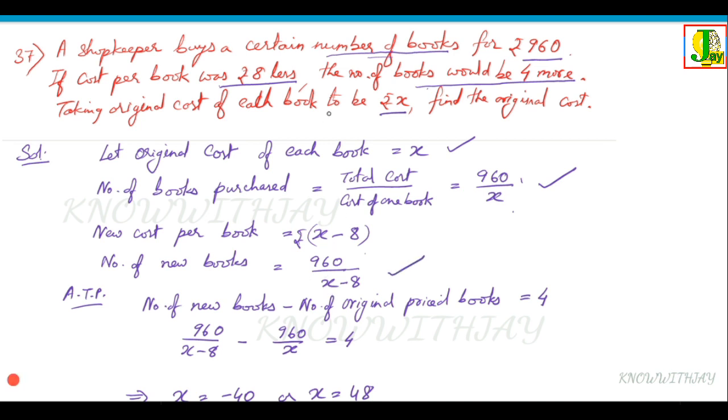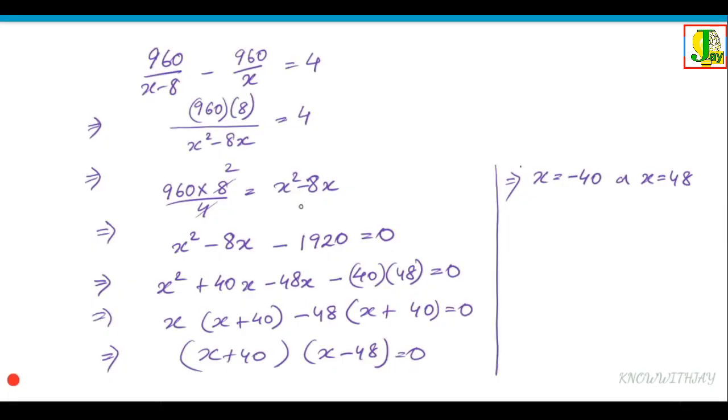Now, as per the given condition in the question, the number of new books minus the number of original priced books equals 4. So there are 4 books more. So 960 by x minus 8, minus 960 by x, equals 4. Now this is the solution part, where this expression is reduced to a quadratic equation, x square minus 8x minus 1920 equals 0. On solving this quadratic equation, we get x equals minus 40 or x equals 48.